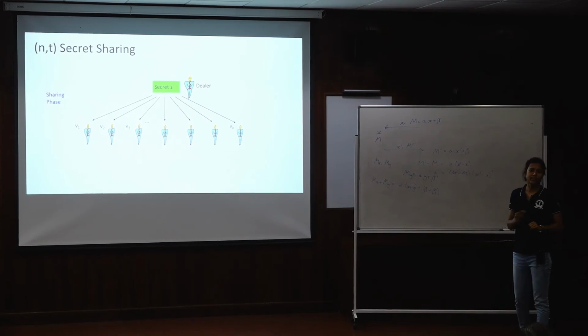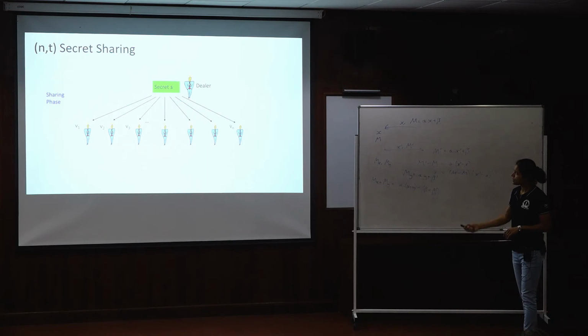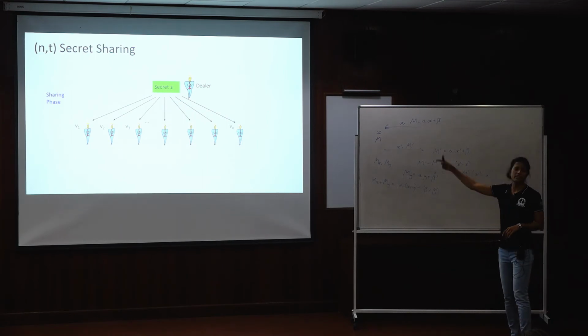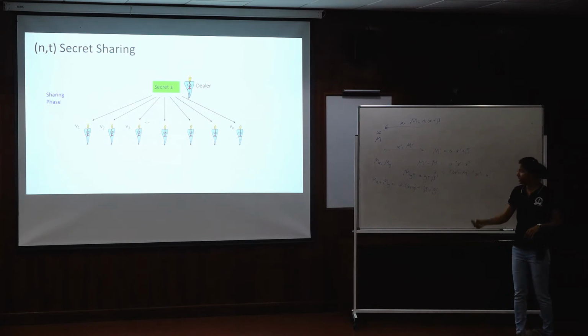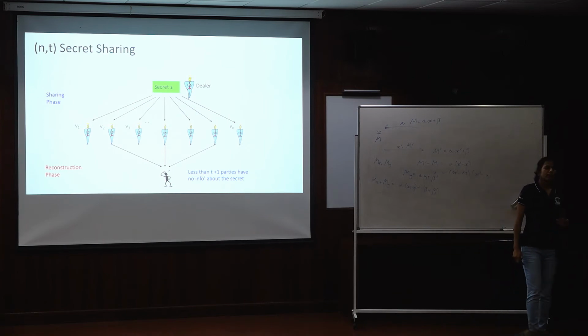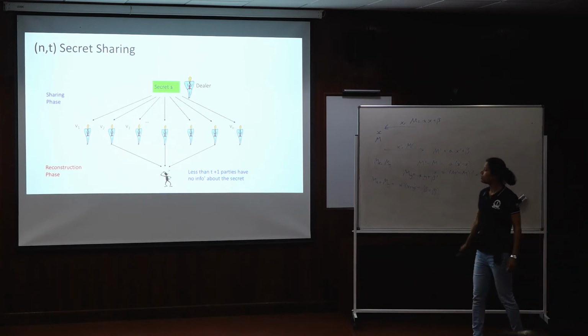Quickly, in a secret sharing scheme, you have a dealer with a secret, and the scheme will have 2 phases, the sharing and the reconstruction phase. In the sharing phase, the dealer distributes the secret amongst these N participants in a way that later in the reconstruction phase, if T plus 1 or more parties come together, they will be able to get the secret. On the other hand, if T or fewer parties come together with their shares, they will have absolutely no clue about the secret.